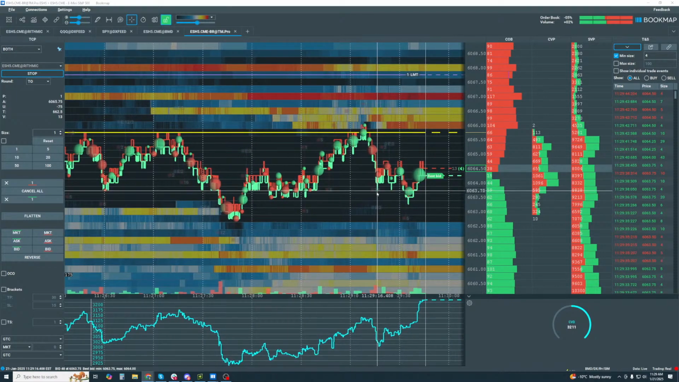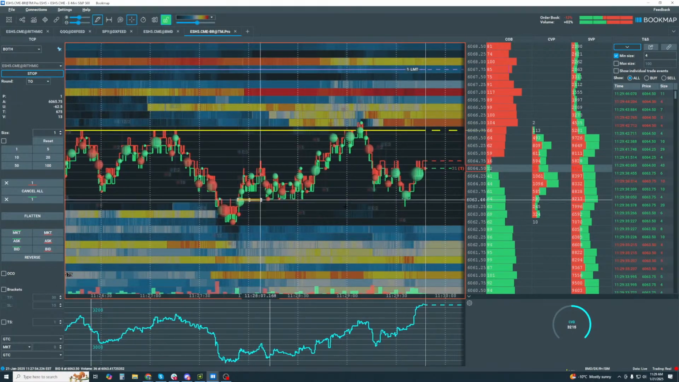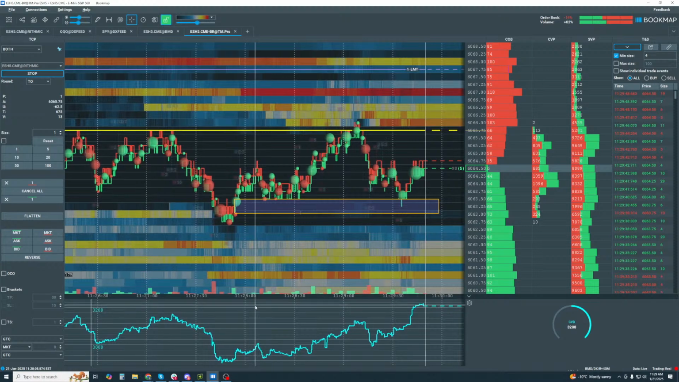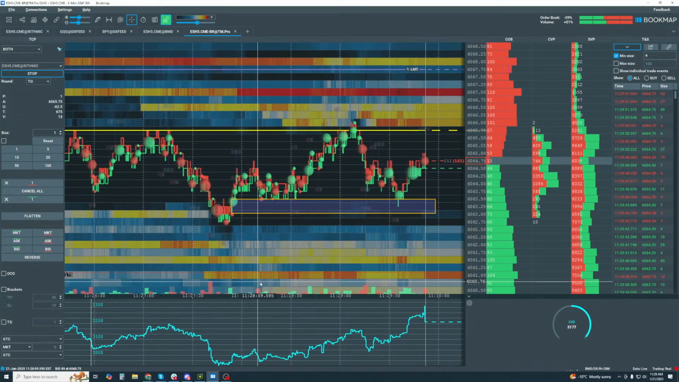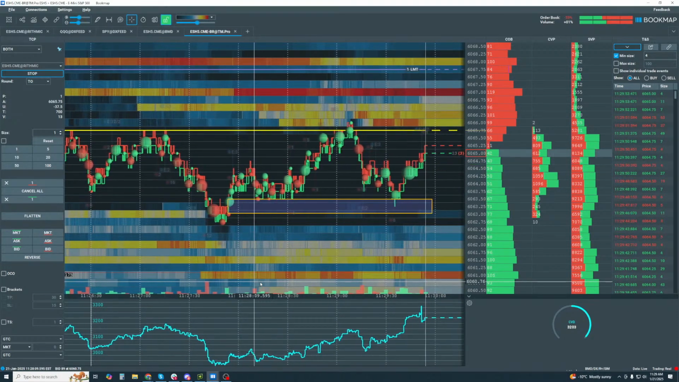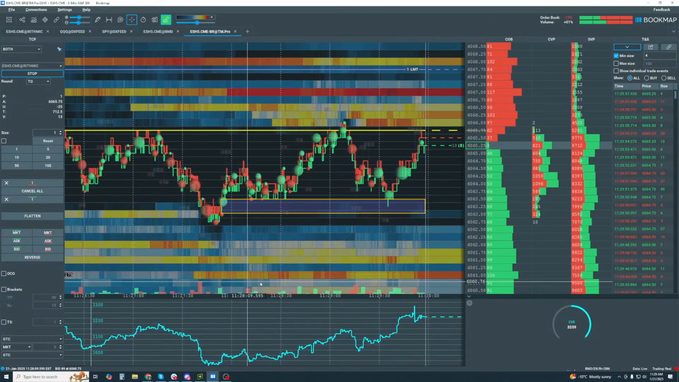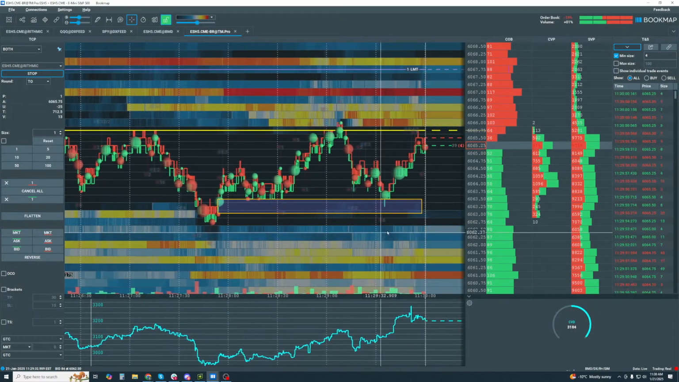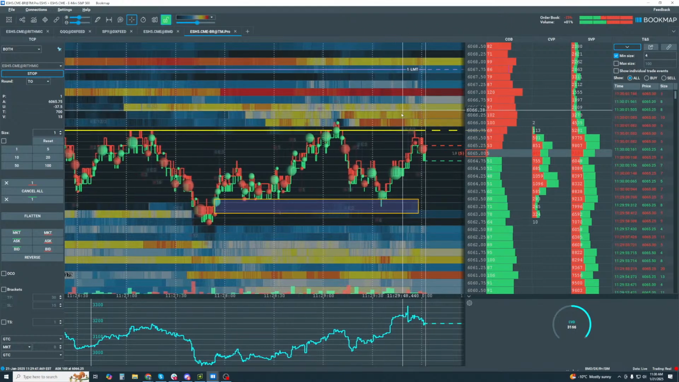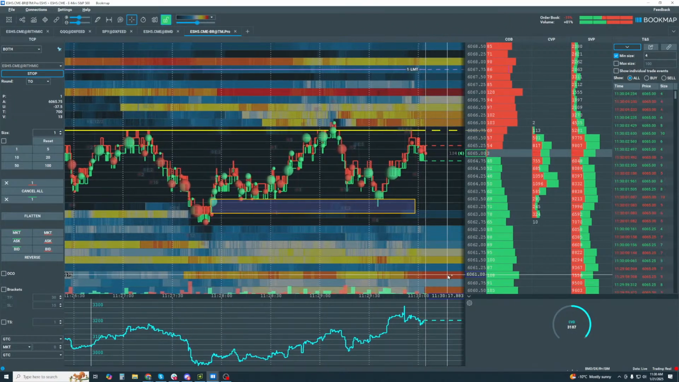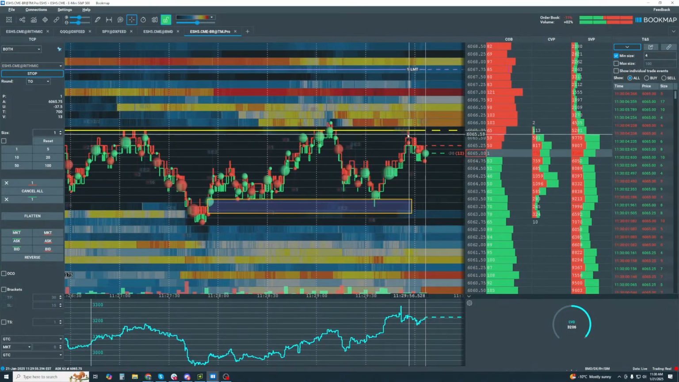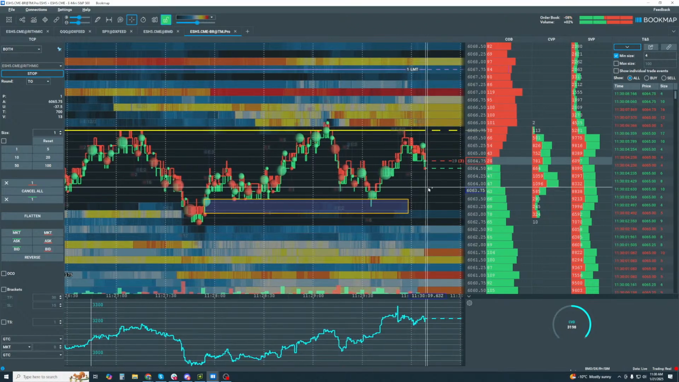Okay, but so far so good. I mean, we still see some support here, right? It's just we got our resistance here, our supply here. And again, no buyers up here. Oh boy, not good.